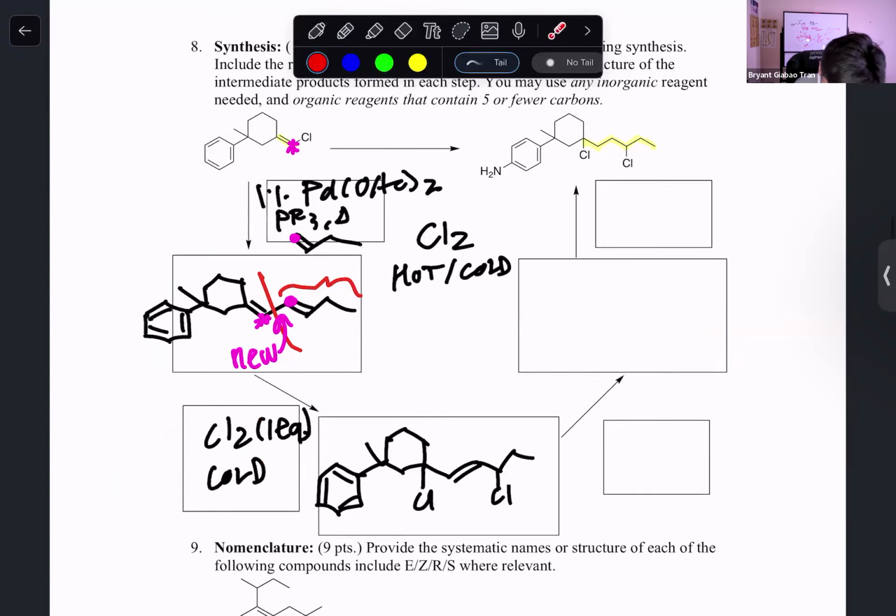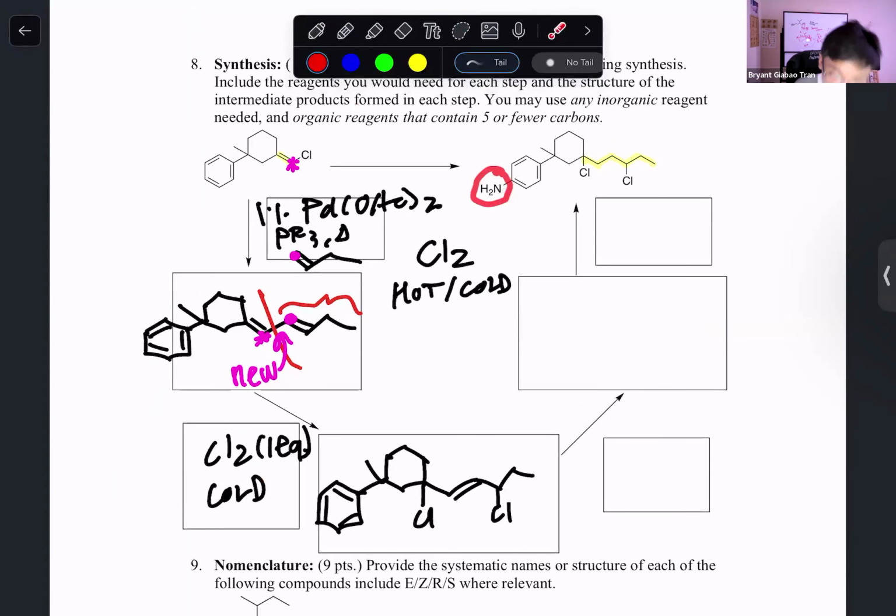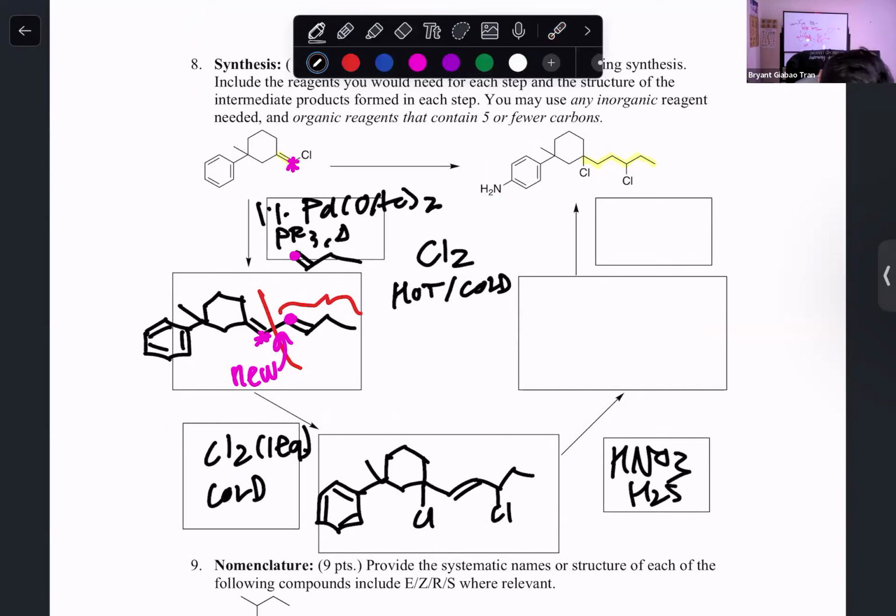Now, what is one reaction you guys know that adds a nitrogen to the benzene ring? What EAS reaction adds a nitrogen to the benzene ring? Nitration, right? So that's going to be HNO3, H2SO4.